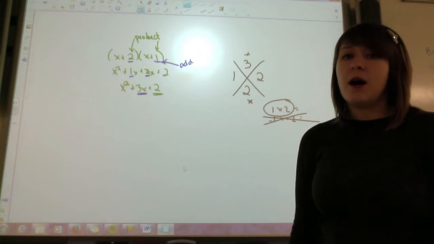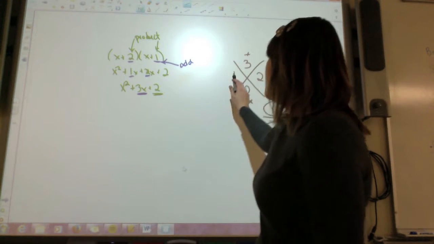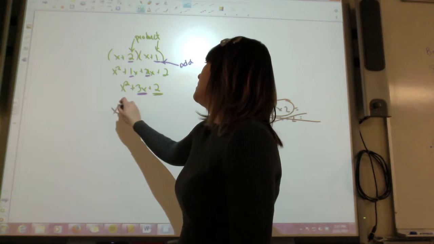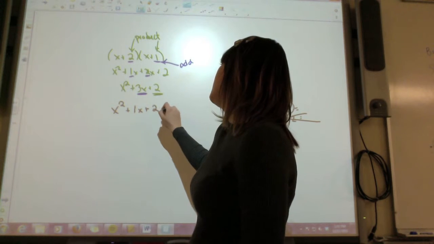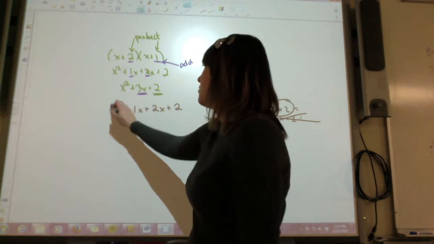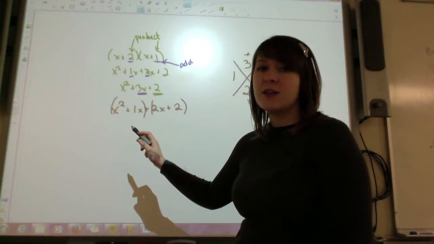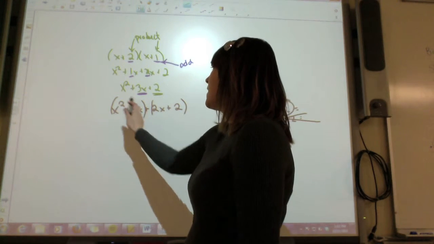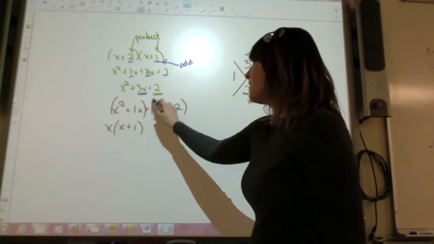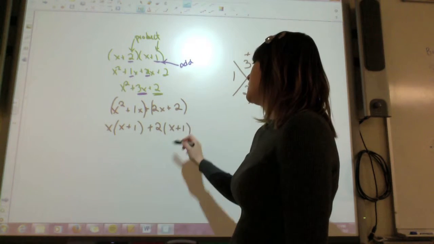Then you can use factoring by grouping. So you've got your x squared plus 3x plus 2. You know that these two numbers are going to be the coefficients, so you can actually break this 3x up into 1x plus 2x. Then you can group these and factor. I can group these two together, and I can group these two together. And I can pull out the largest common factor from each. In this one, the biggest thing they have in common is x. If I pull an x out, I'm left with x plus 1. In this one, the biggest thing they have in common is 2. So if I pull a 2 out, I'm left with x plus 1.